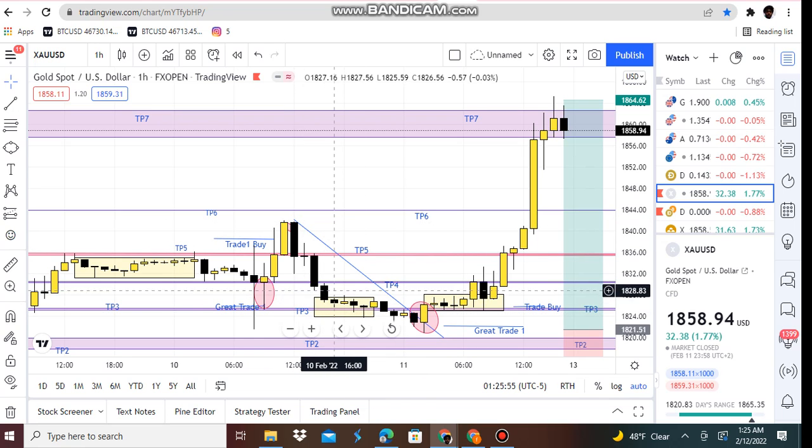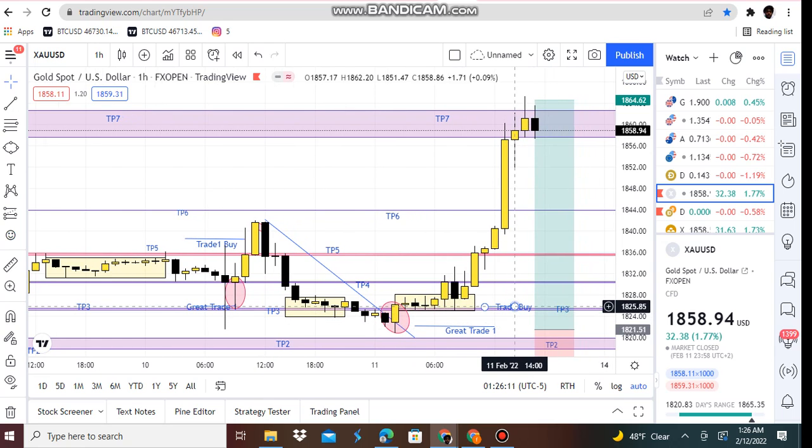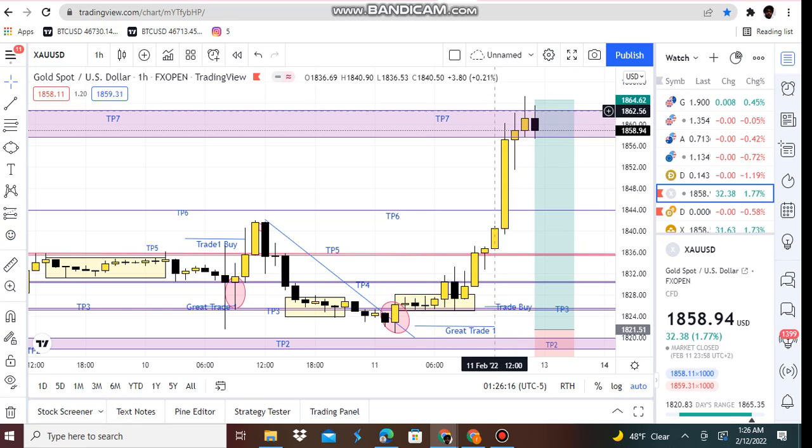We were in a downtrend. Candlesticks are below this trend line. And once price breaks this trend line, it shows us this at our take profit 2, take profit 3 area. It shows us this bullish engulfing pattern, and it breaks this trend line. We can get in for a great trade one and or a trade buy, and take a long position all the way up to take profit 7, and we're in profit the whole time.